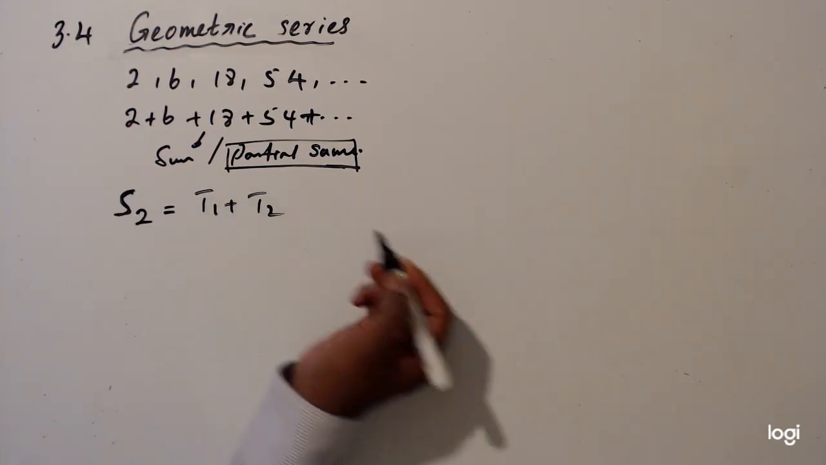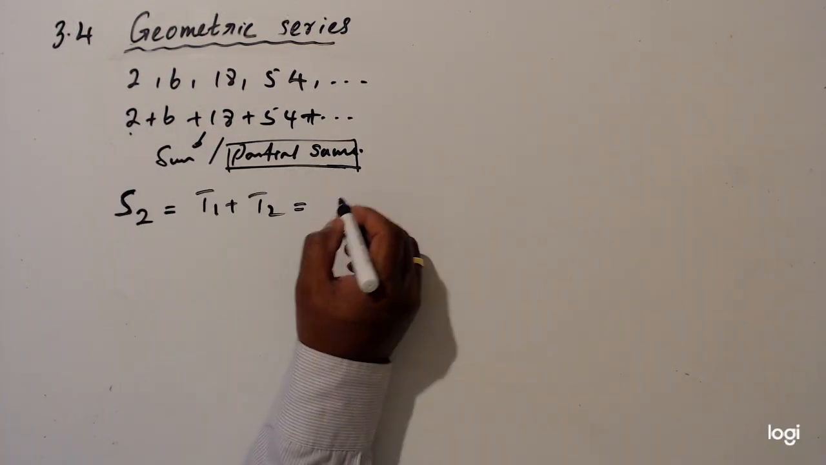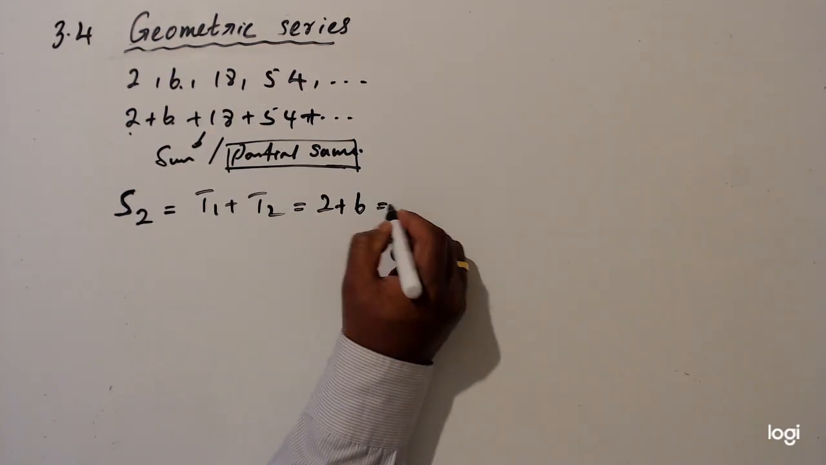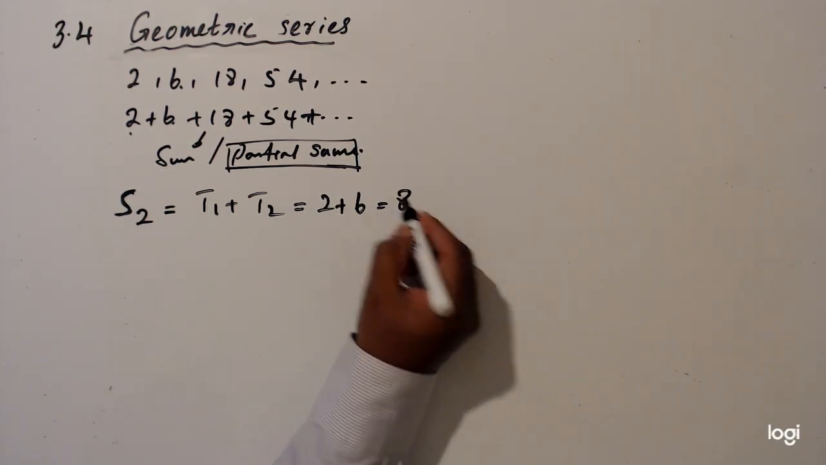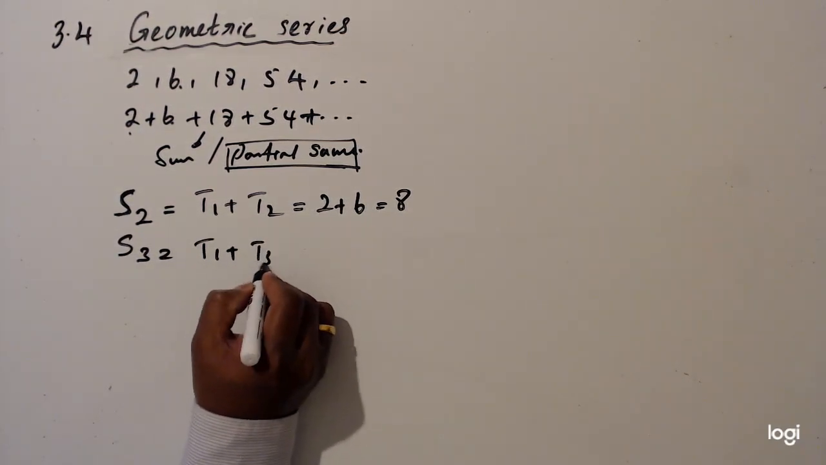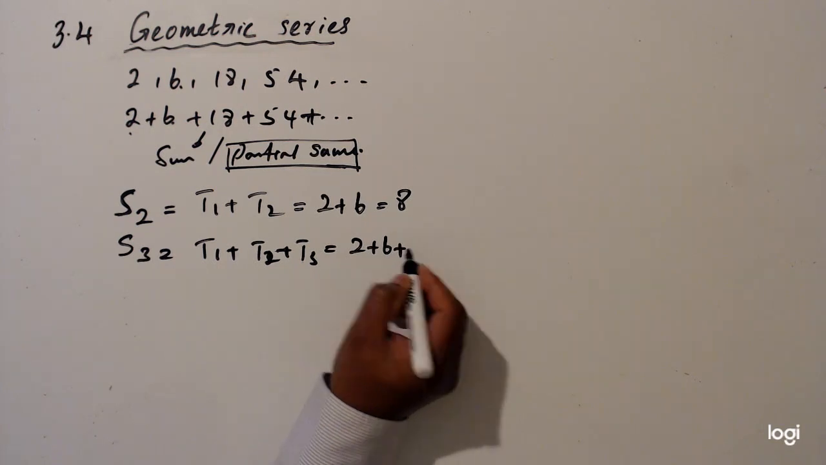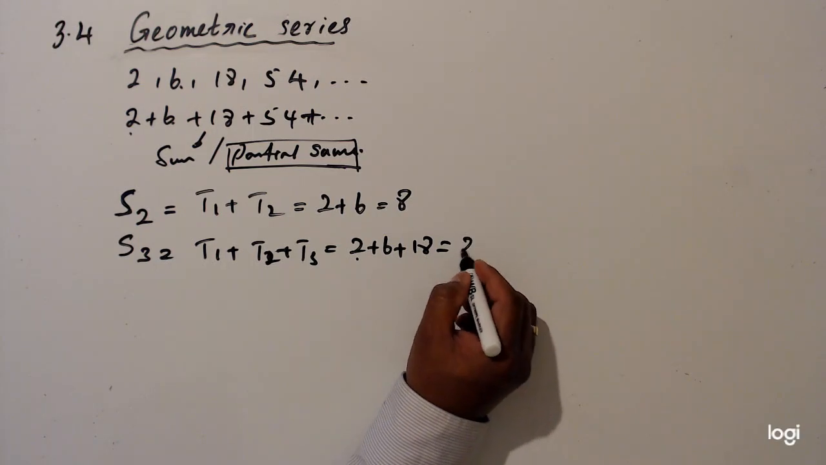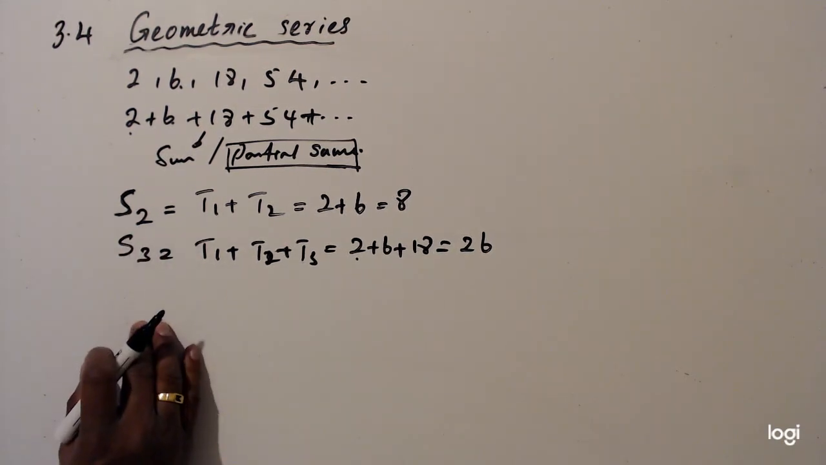T1 plus T2, first term and second term, that's the meaning of that. The first term is 2 and the second term is 6. So the partial sum of two terms is 8, 2 plus 6 is 8. S3 is for the first term, second term, and third term. That is 2 plus 6 plus 18, 18 plus 2 is 20, and then 26. So this is the idea behind the partial sum.